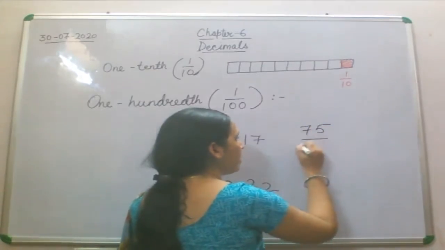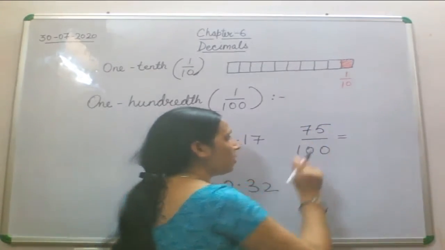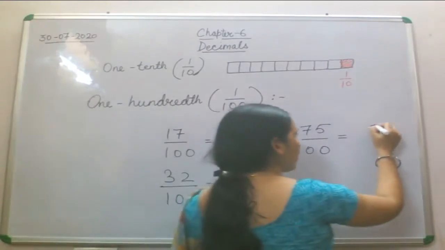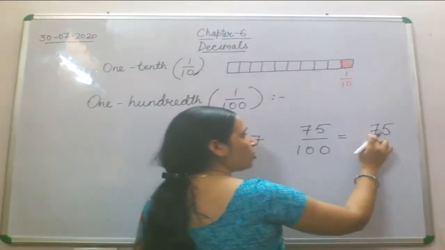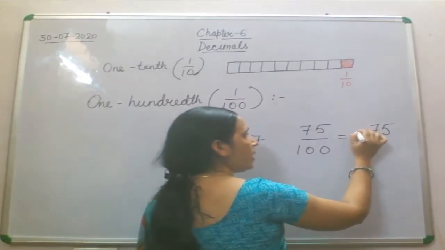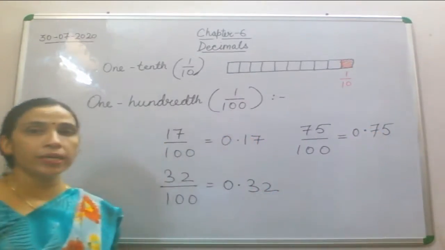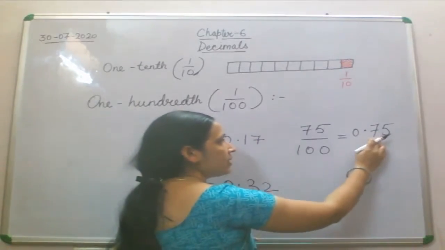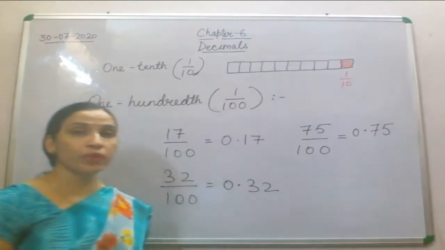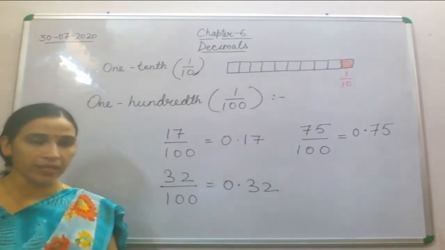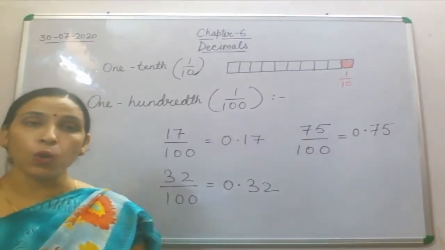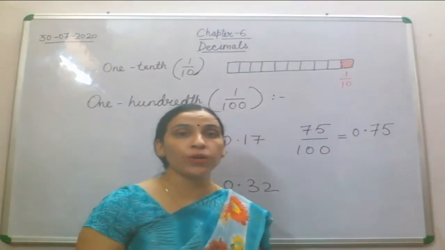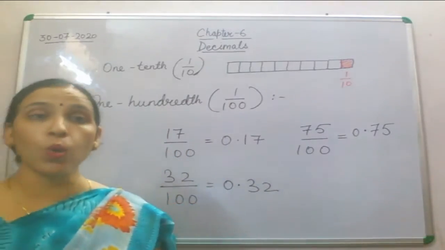75 divided by 100. So how will you write it? Now again we will count from the back. 75, 1, 2, we'll put a decimal here and then 0. So it is 0.75. Which place is this? This is the 100th place. And how will we speak it in words? 0.75. Remember all these things.